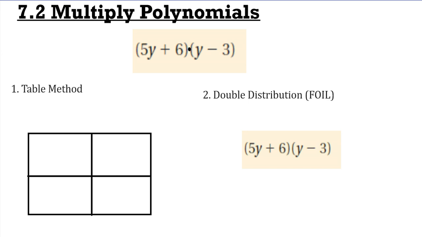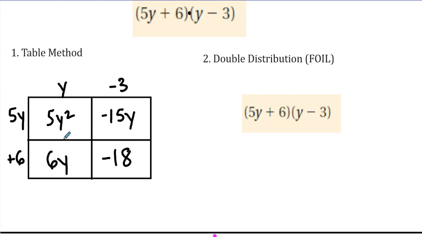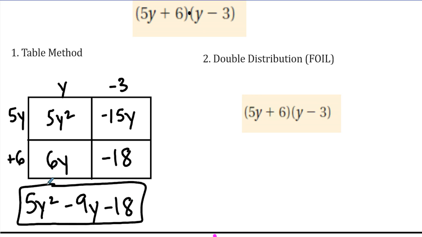So if I were going to do it by using the table method, I'd have 5y plus 6. It doesn't matter if you place it along the height or the width, it's going to be the same. y minus 3, then I just go multiplying. 5y times y is 5y squared. 5y times negative 3 is minus 15y. 6 times y is 6y. 6 times negative 3 is negative 18. Then combine your like terms. I have 5y squared. 6y's minus 15y's is negative 9y's, and then negative 18. And I can't combine those. Those aren't like terms. That would be the final answer of multiplying those.